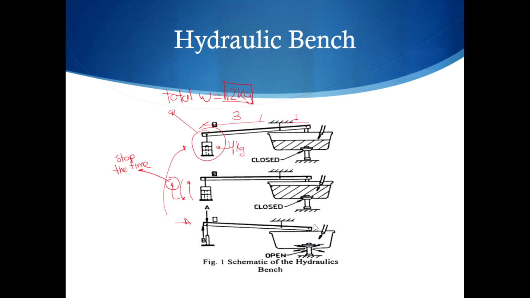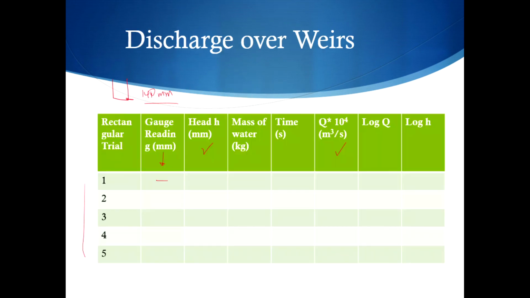We have to find a time in which a known volume or a known weight fills up. So it's basically how fast the flow rate fills up the tank. That's how we calculate a flow rate. So going back to the table, we have a known mass, in this case 12 kilograms, and we will have a time, and then we can calculate an experimental flow rate. Then we can calculate the log Q and the log H in order to calculate a CD.